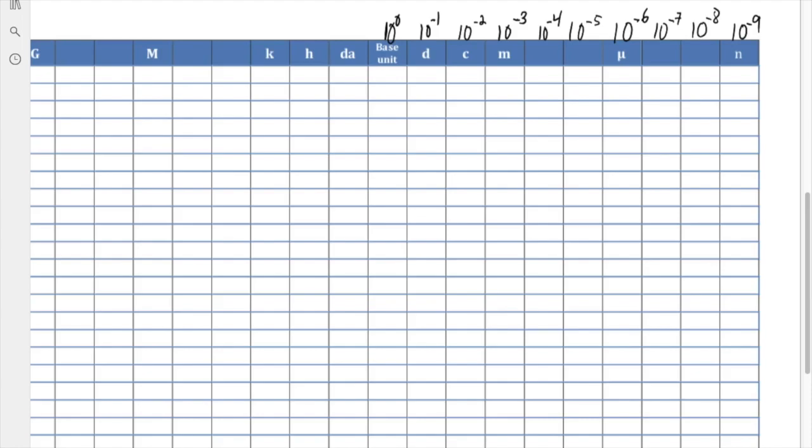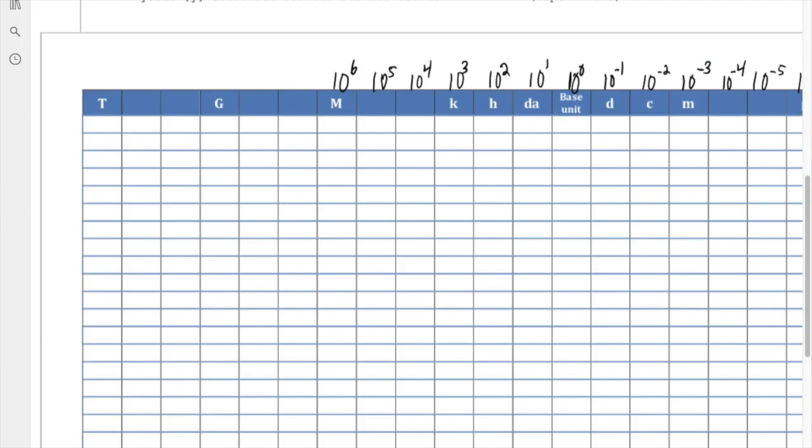Going the other way, deca, so that would be 10 to the 1 for 10. Hecto, 10 to the 2, 100. Kilo, 10 to the 3, 1,000. No name for this column. And mega is 10 to the 6. Mega is millions versus micro, which is millionths. So micro is very small, mega is very big.